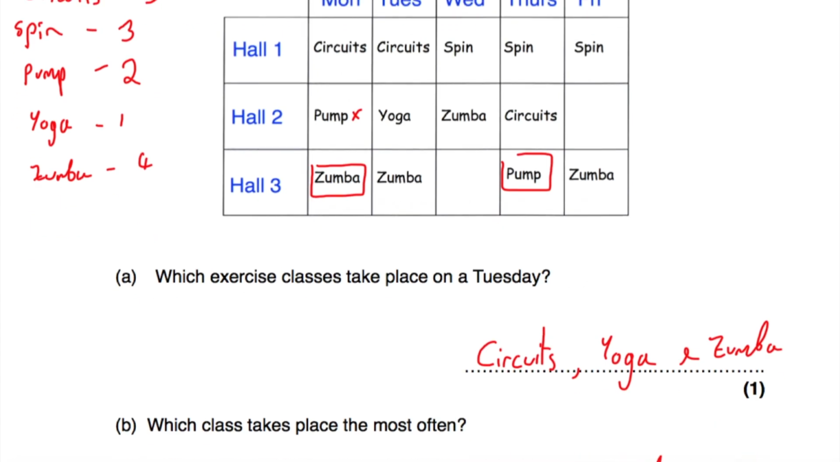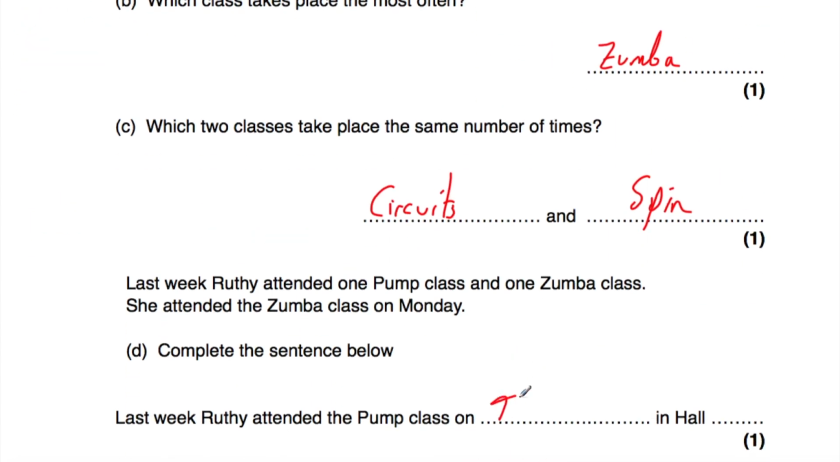So let's go and write that down. So it took place on Thursday. So I was just thinking of Cluedo. So it took place on Thursday in hall 3. And that's it. Okay, let's have a look at our next question.